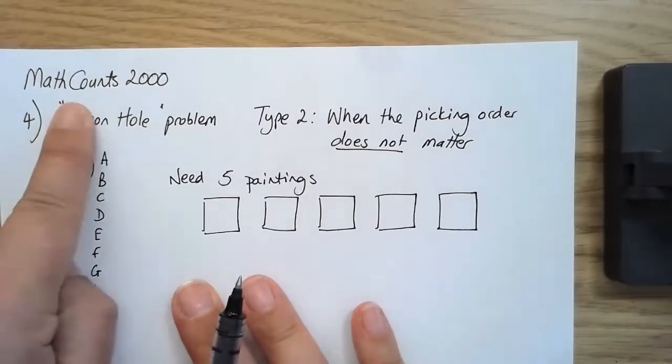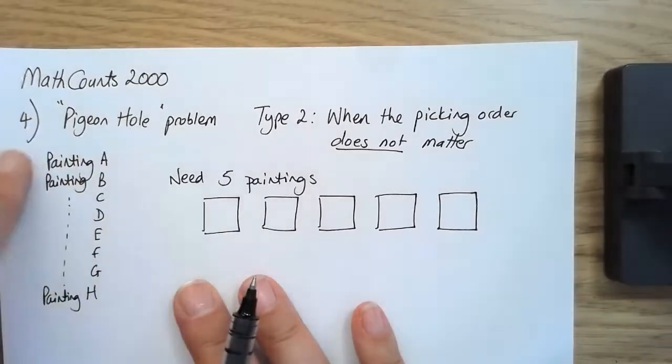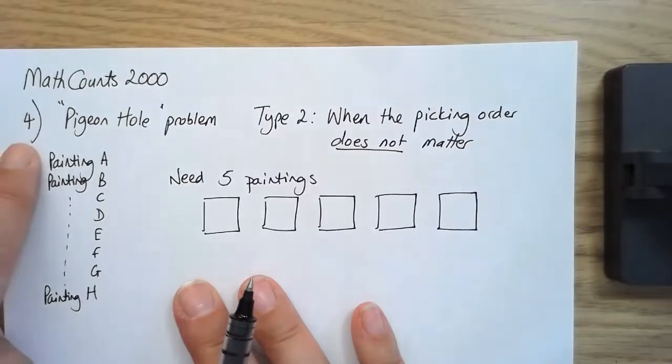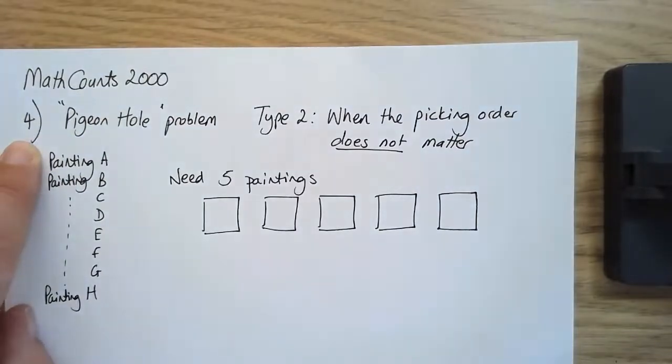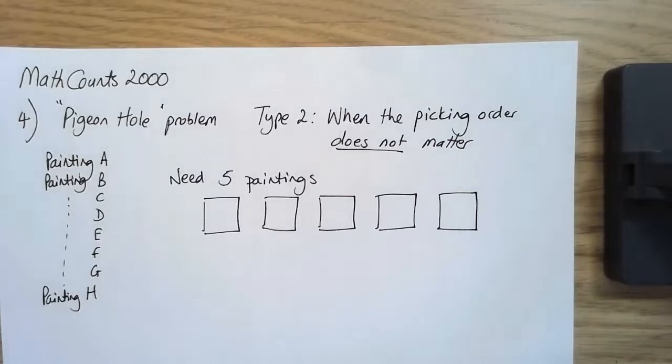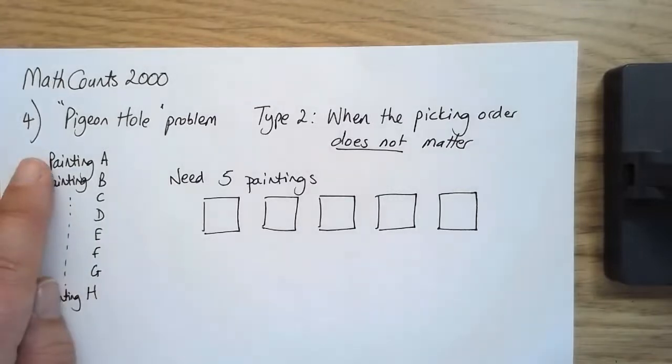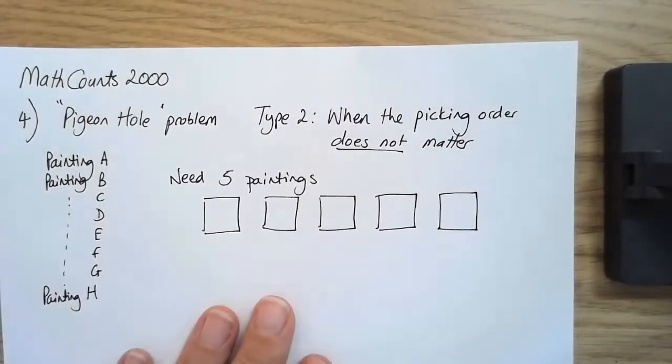On this MathsCount paper, there are actually 2 pigeonhole problems. There's one on question 4, and the other one is question 11. I like question 11. It's the type 1 problem. This, however, is the type 2, and I really don't like it. Let me do my best at explaining it for you, though.